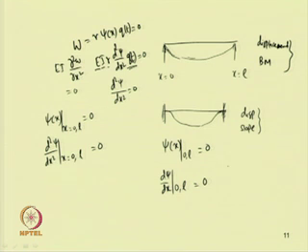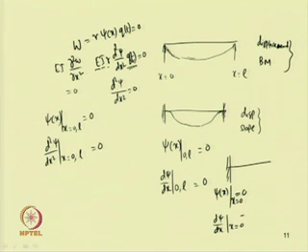In a similar way one can find the boundary conditions for a cantilever beam. The left end is similar to that of the fixed beam. That means psi x at x equal to 0 equals 0. Also, the slope will be equal to 0. This means d psi by dx at x equal to 0 equals 0.